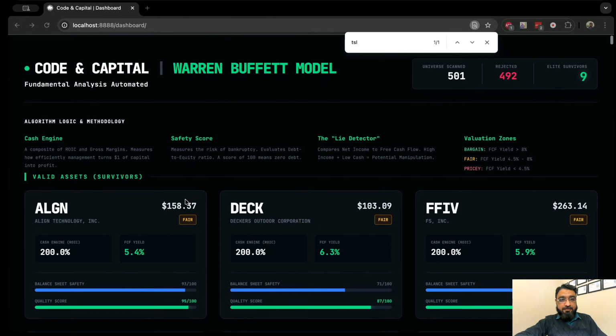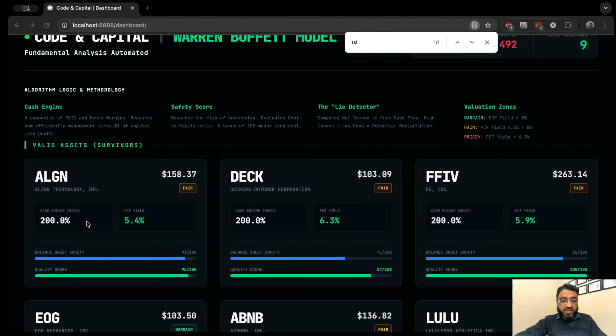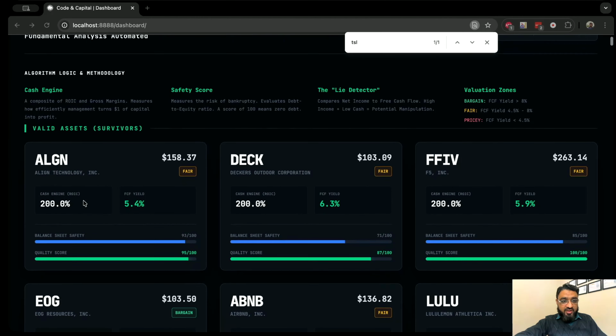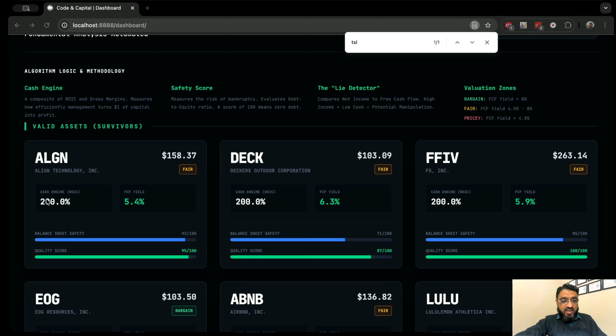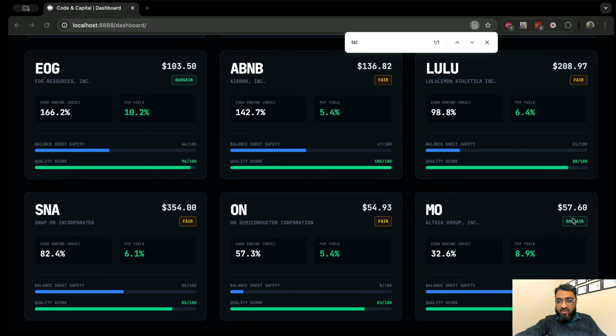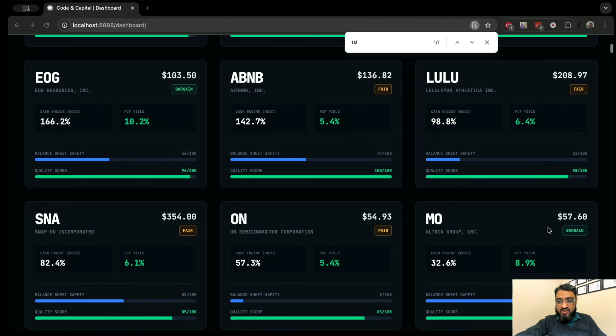Let's see. So let's look at our survivors. We can see the cash engine, ROIC greater than 200%, FCF yield is 5.4, their price is fair. See the balance sheet safety, quality score. Here we have the bargain price.